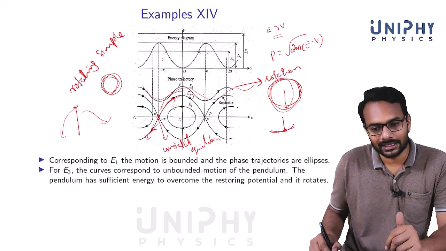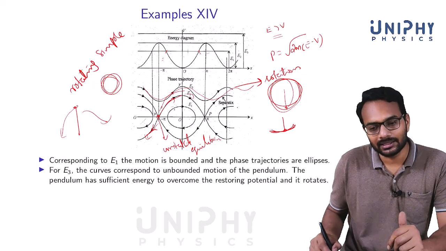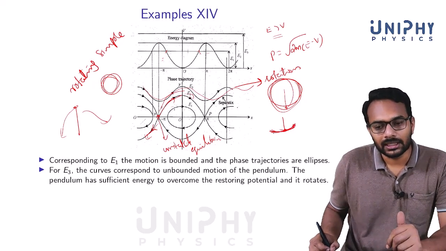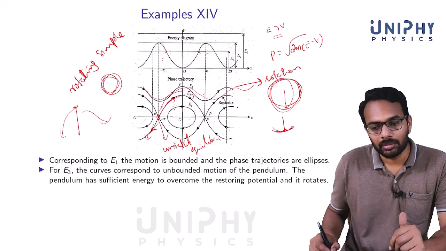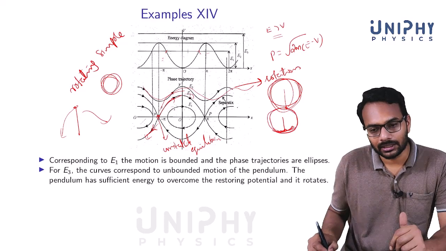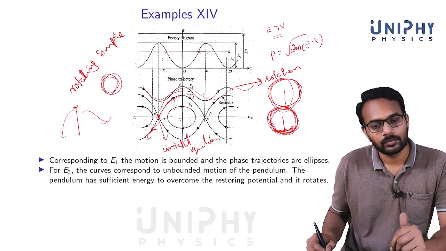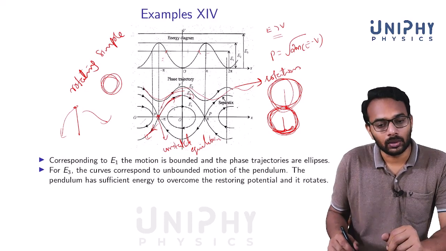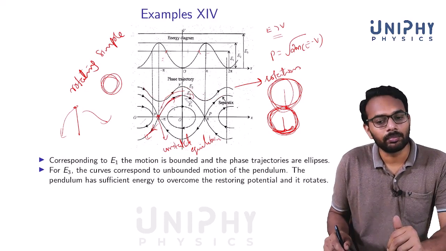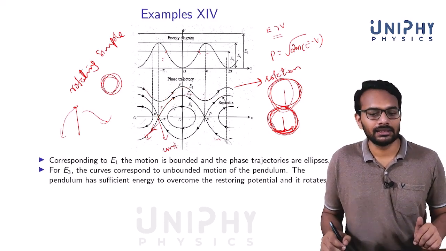In real space, periodic motion just goes like this, but the rotation gives you a closed curve. In this case, it's just the opposite. The rotation of the simple pendulum gives you this open curve in phase space. So this is not very difficult.